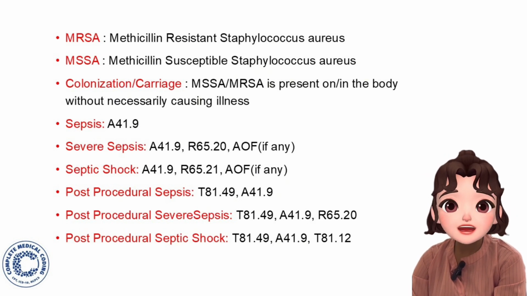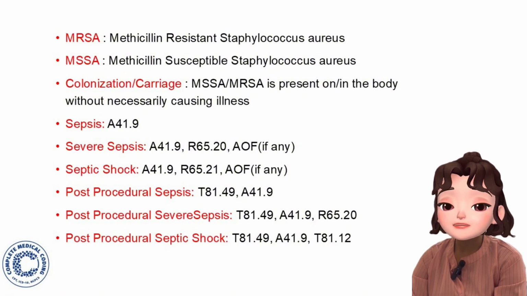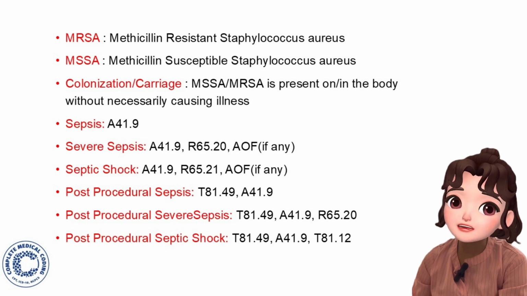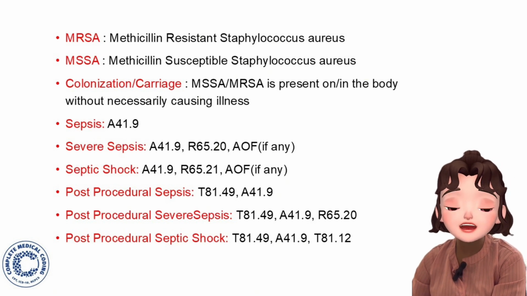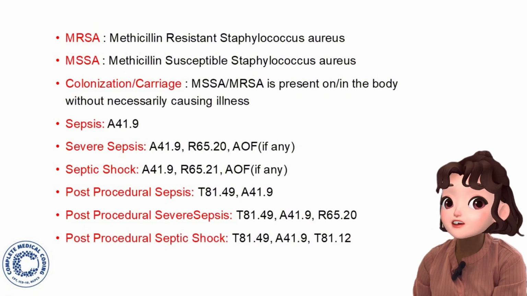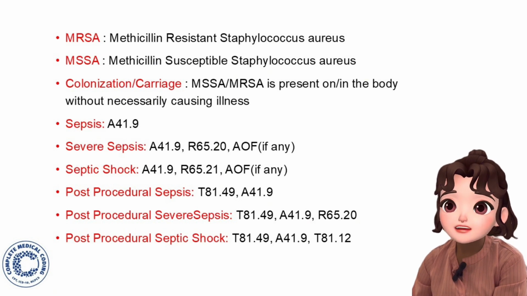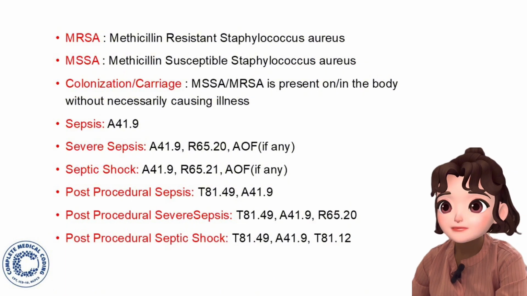Now post-procedural sepsis. That is just an example. For example, a fracture, burn or some injury codes will come under T codes. So that T code should be used first because it is post-procedure, and then code the appropriate sepsis code, and whether it is severe sepsis with shock or without shock.